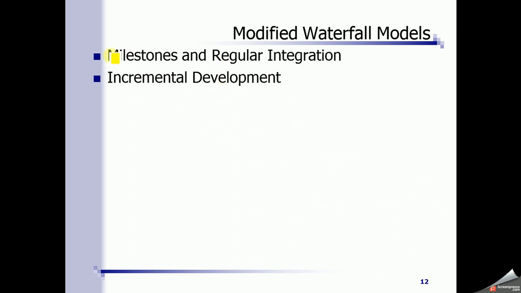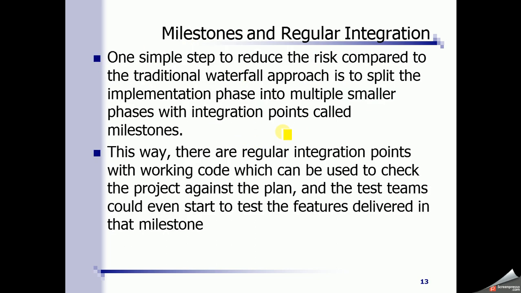There are two modified versions of the waterfall approach which try to fix these problems. Let's talk about them. First, milestone and regular integration. One simple step to reduce the risk compared to the traditional waterfall approach is to split the implementation, or you can say the coding phase, into multiple smaller phases with integration points called milestones. This way, there are regular integration points with working code which can be used to check the project against the plan, and the test teams could even start to test the features delivered in those milestones.